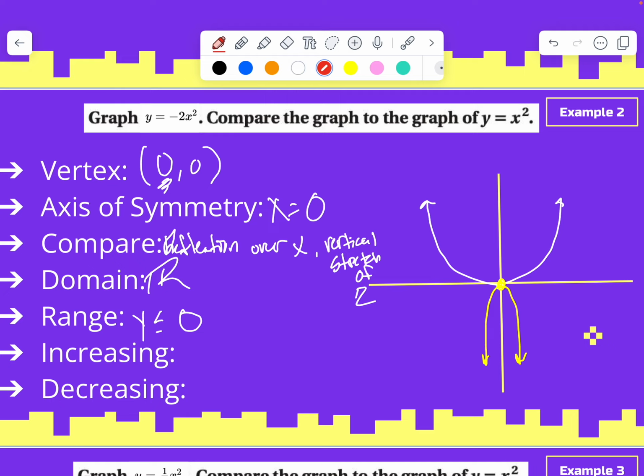Now, on the yellow graph, I would first start to climb up the hill, and then I would start to run down the hill. So if I want to say I'm increasing, that's where I'm climbing up. That would be to the left side. So I'd say x is less than 0. That's where I'm increasing. If I want to say I'm decreasing, I'd say x is greater than 0. That would be this right-hand side.